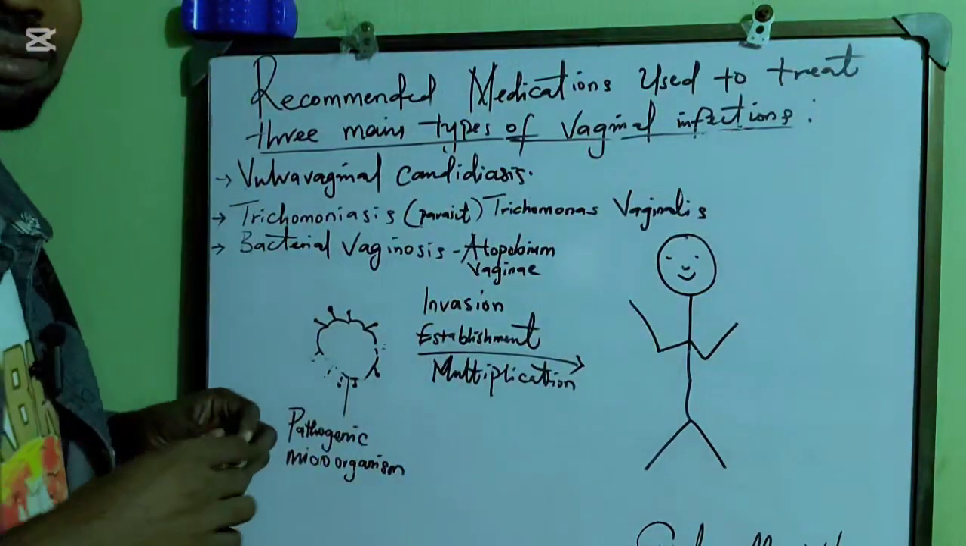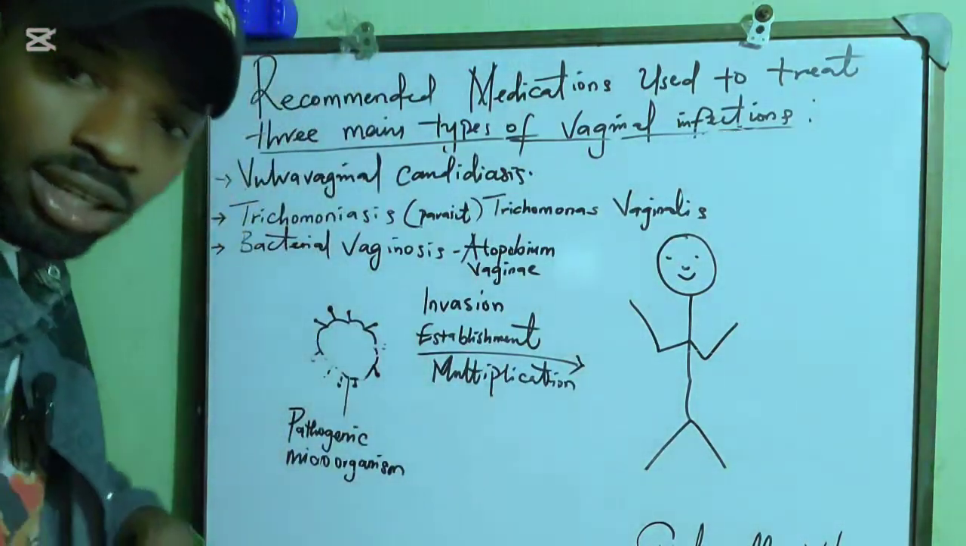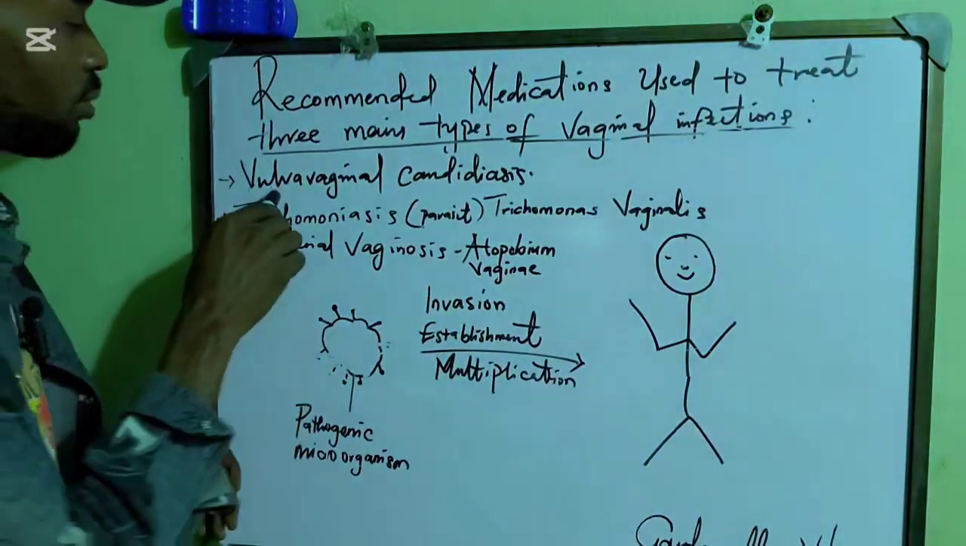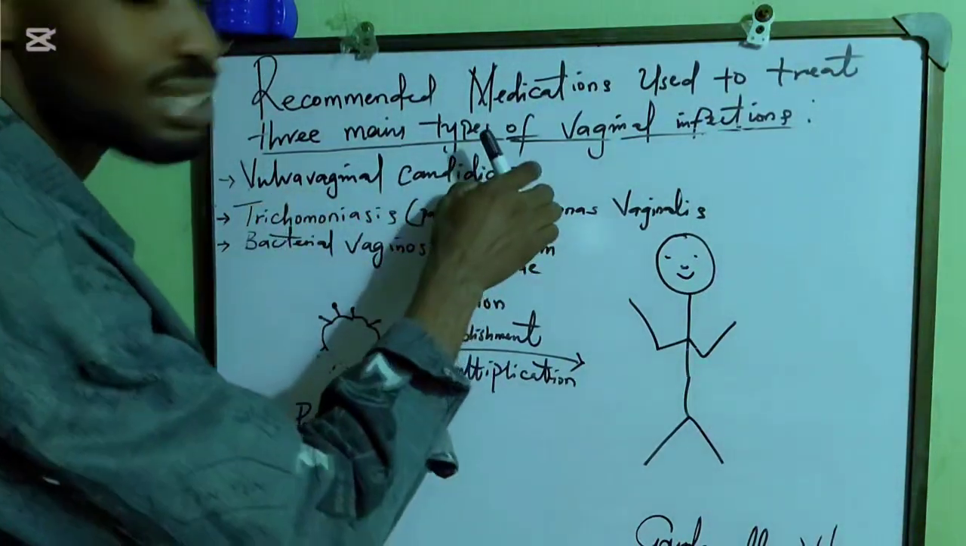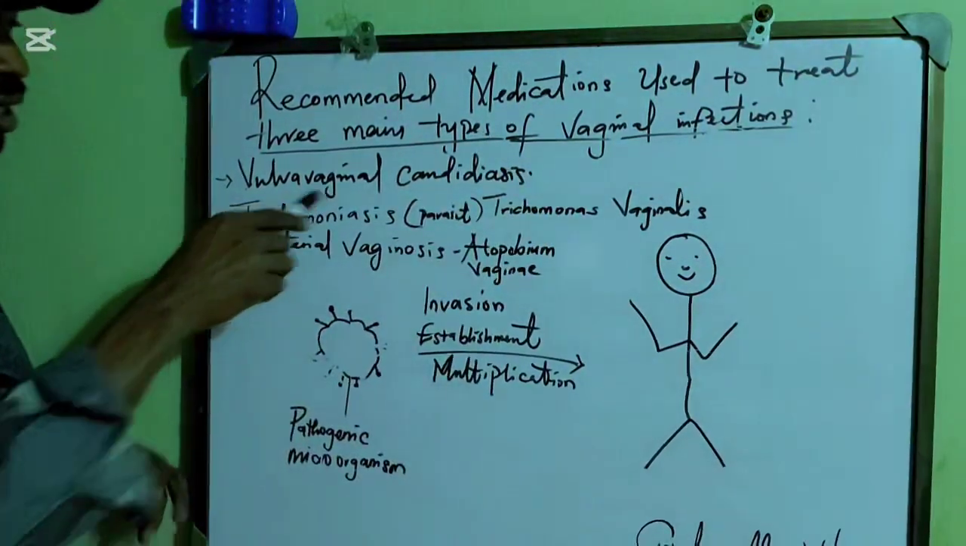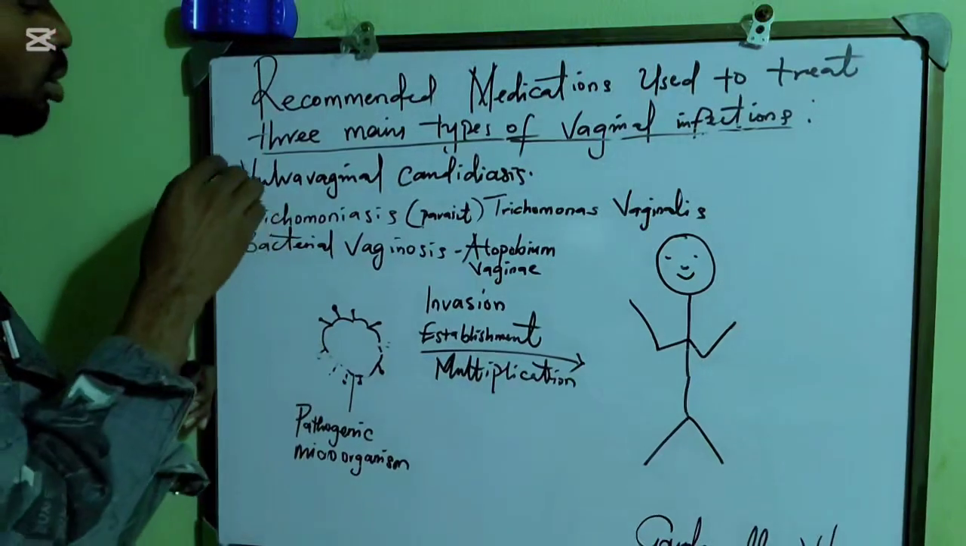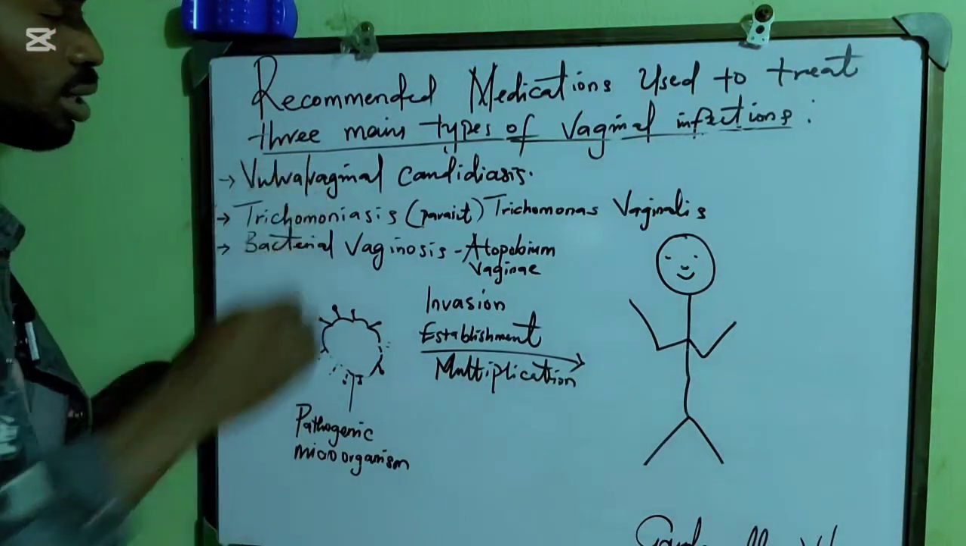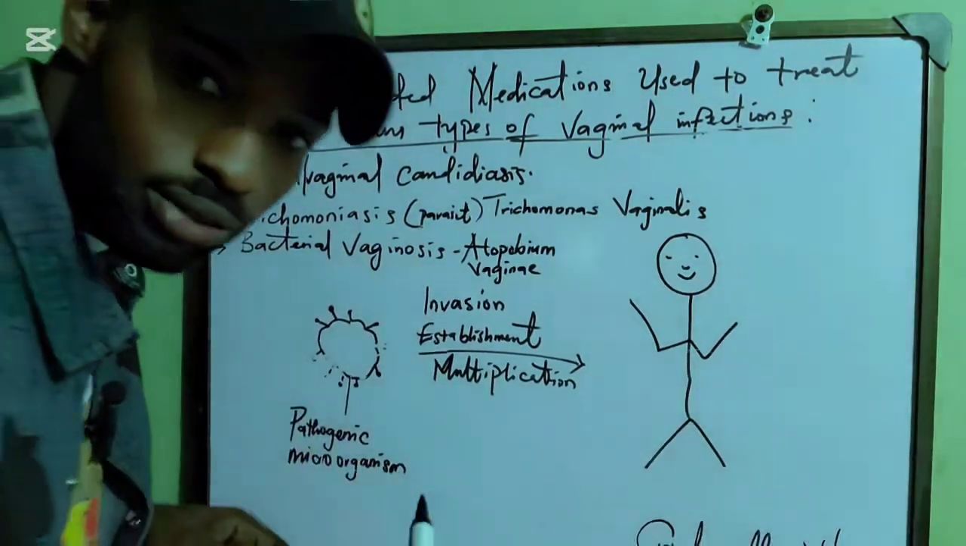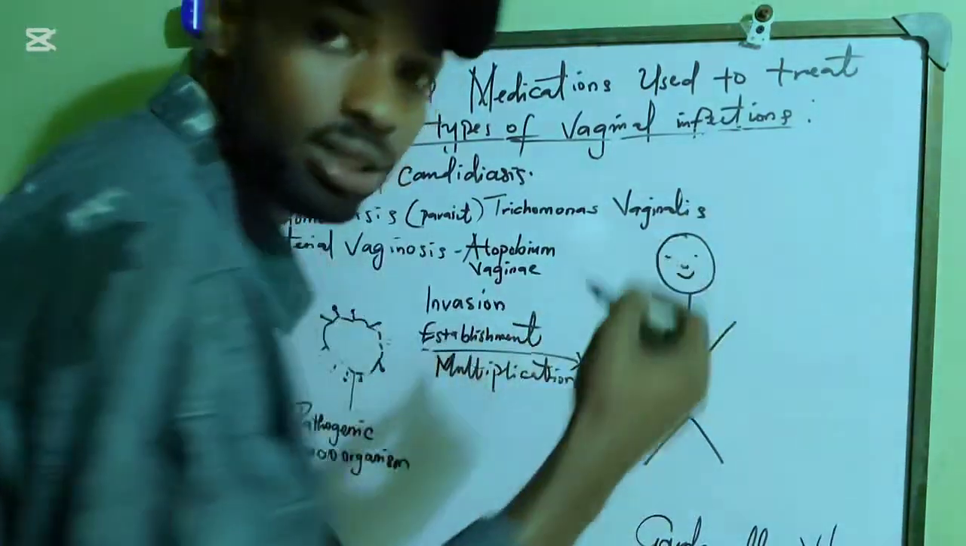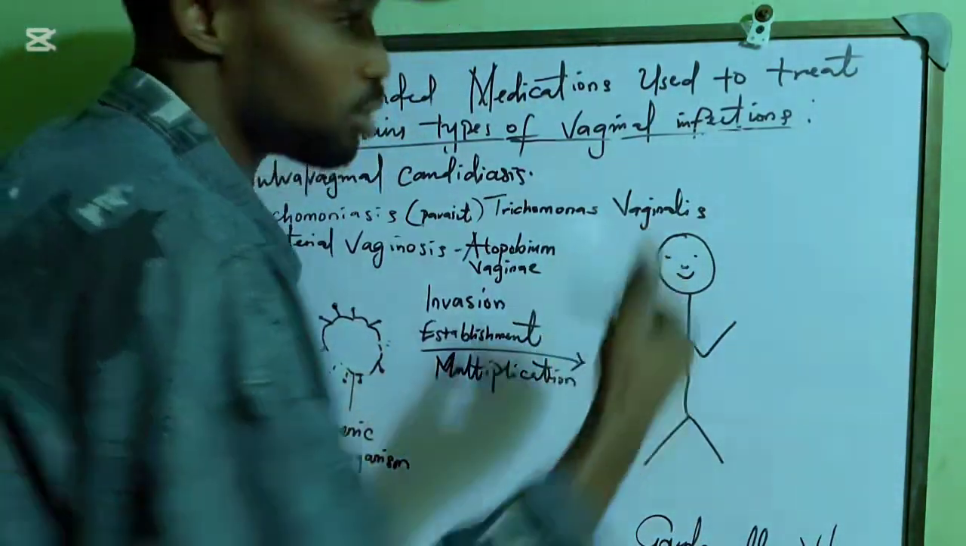Now, the infections we're going to be talking about related to the vagina are, we have the vulvovaginal candidiasis. This vulvovaginal candidiasis is just talking about a combination of the vulva and the vagina. Now, some people don't really understand what a vulva is and what a vagina is. So let me just use a diagram to illustrate it.